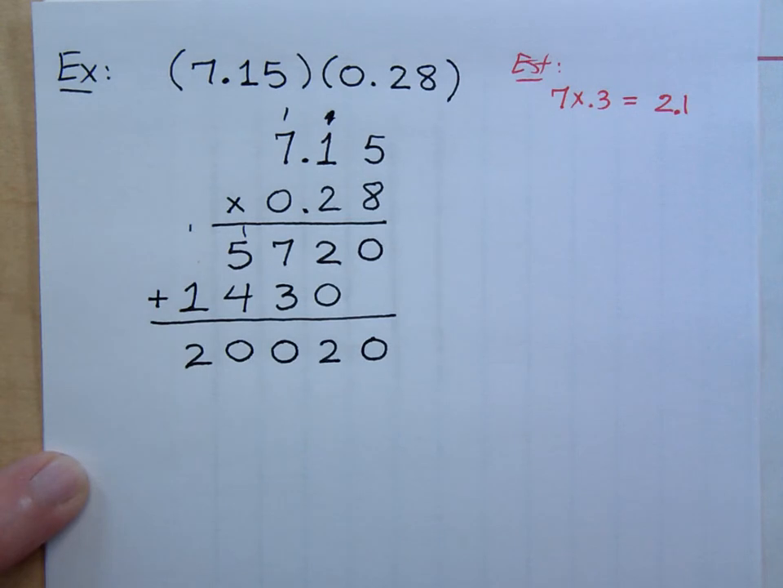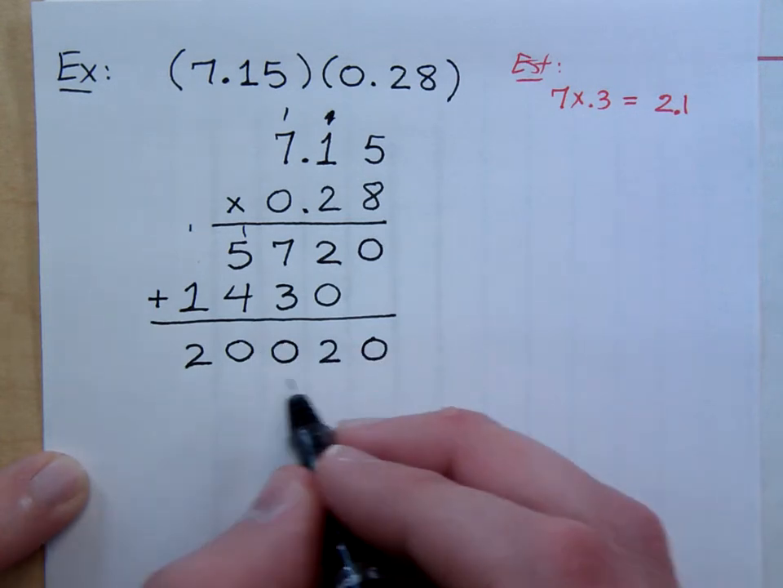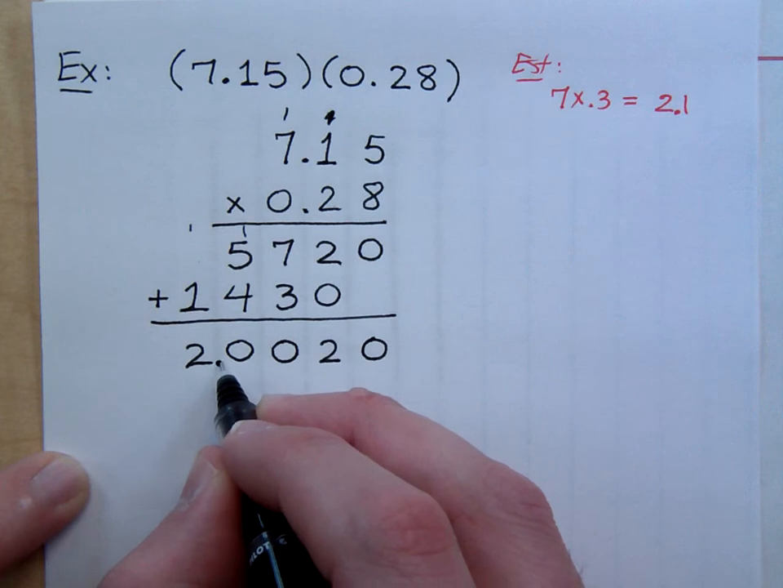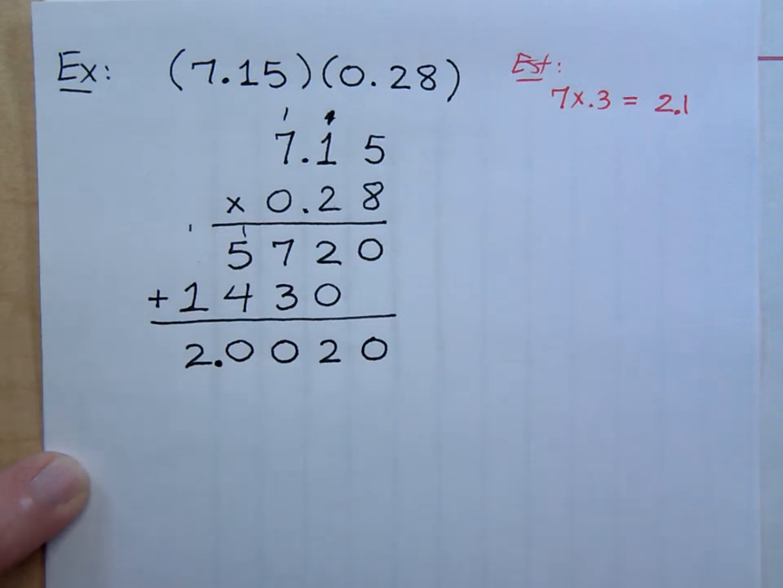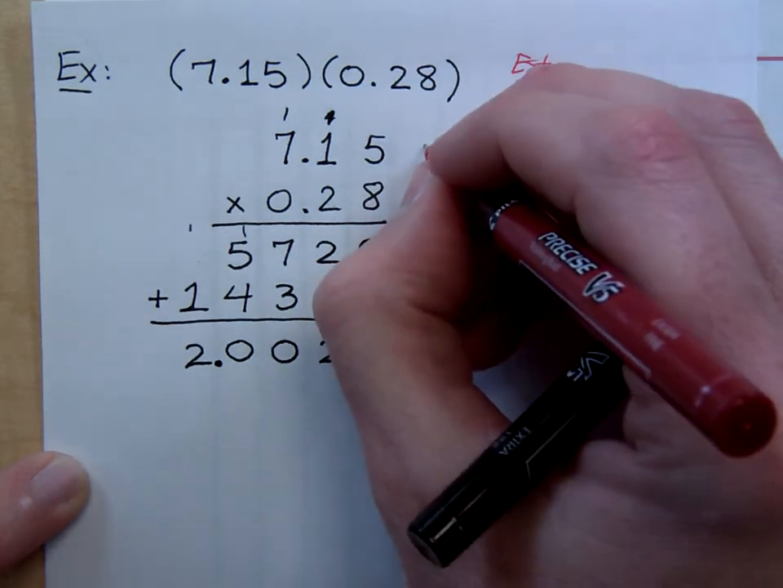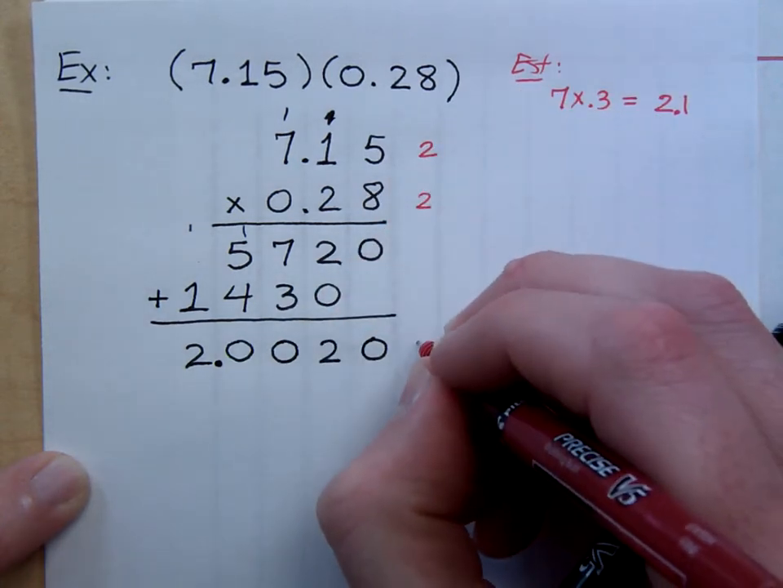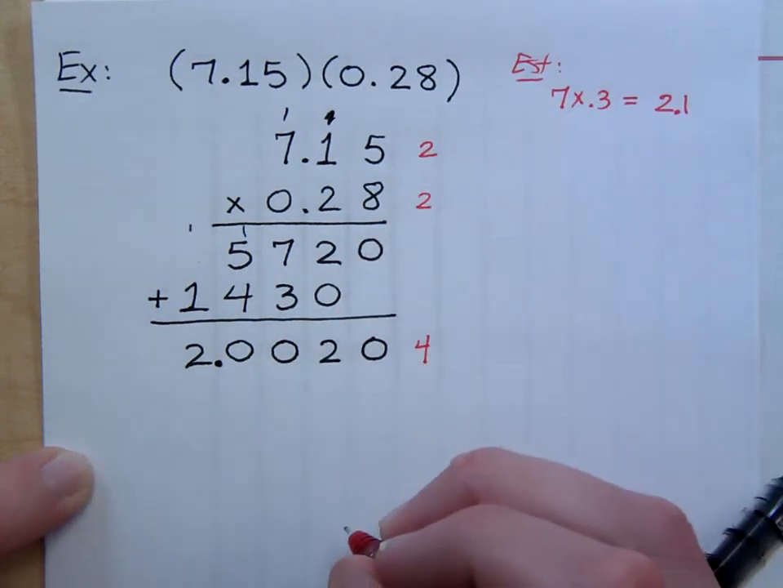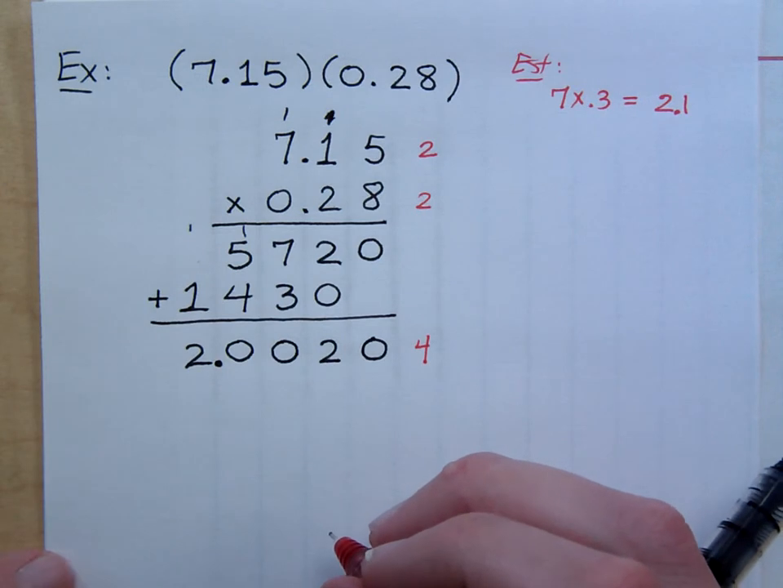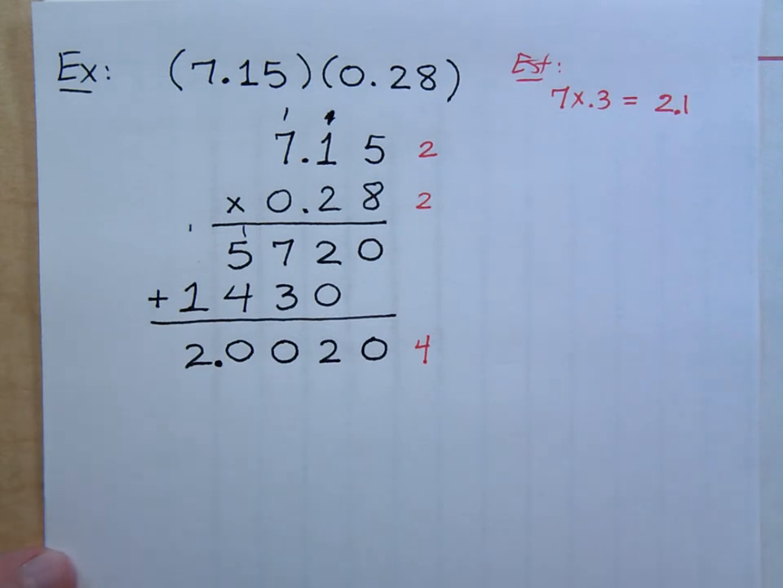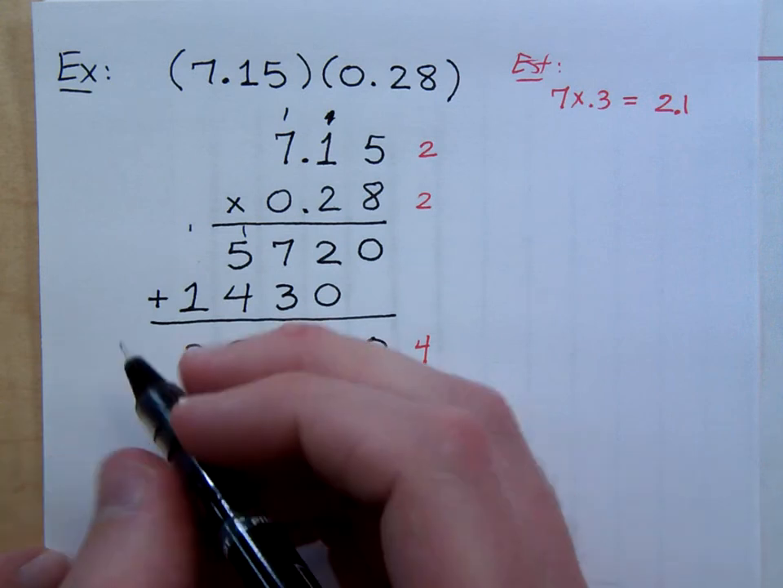Where's my decimal go? Should go right there, right? How many decimal places do I have here? How many do I have here? How many should I have in the answer? 4.